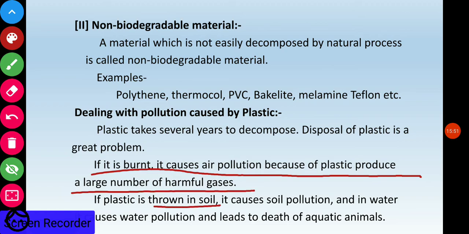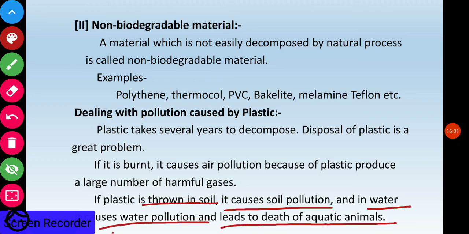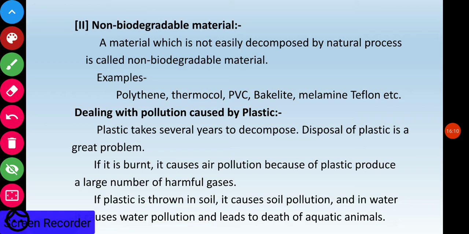If plastic is thrown in soil, it causes soil pollution, and in water it causes water pollution and leads to the death of aquatic animals. Aquatic animals means the animals which live in water. So it is harmful for air, soil, water, everywhere.